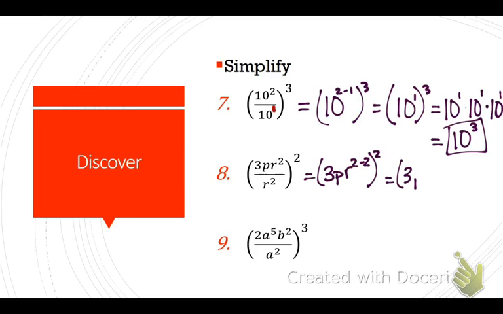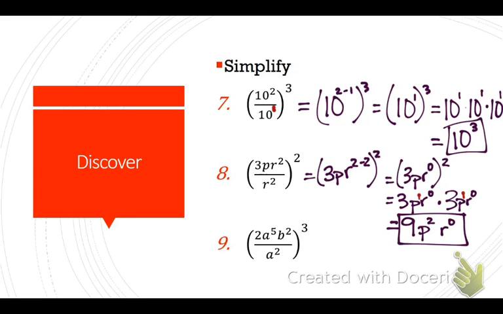So that r has a 0 power, which we need to make sense of also. So this turns into 3p r to the 0 times itself, 3p r to the 0. Numbers out in front are treated regularly, so it turns out to be 9. The p exponents get added together, and the r exponents get added together. So 0 plus 0 just stays 0. And we'll talk about what a 0 exponent means in a moment.